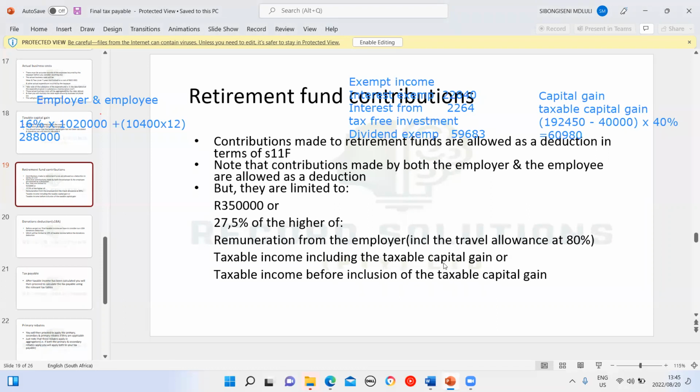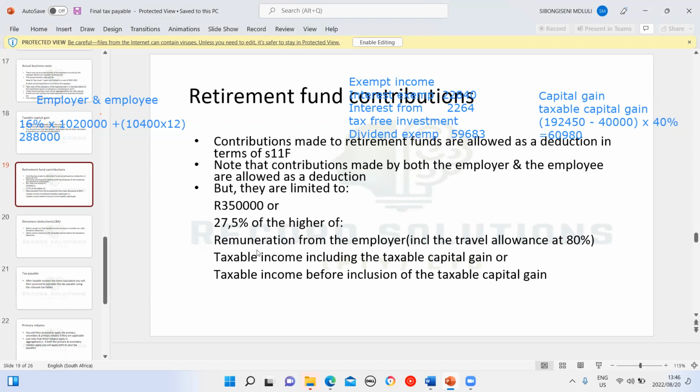These ones are self-explanatory. But let me just show you what I mean here. In terms of this remuneration from the employer, all the amounts in cost income that are from the employer, that is the amount that you will multiply by 27.5%. But you'll also include the travel allowance, which is the 51,440. You will include that travel allowance at 80%. Then you'll multiply that by 27.5%.